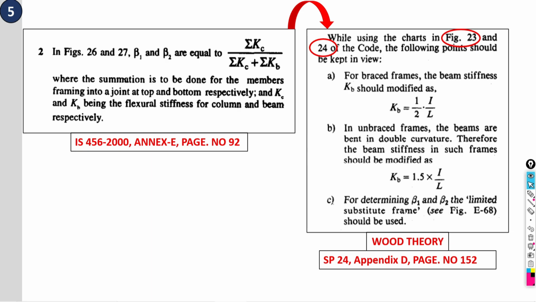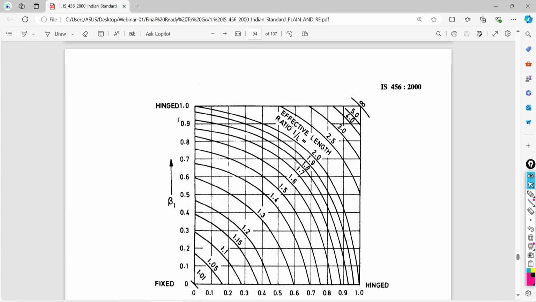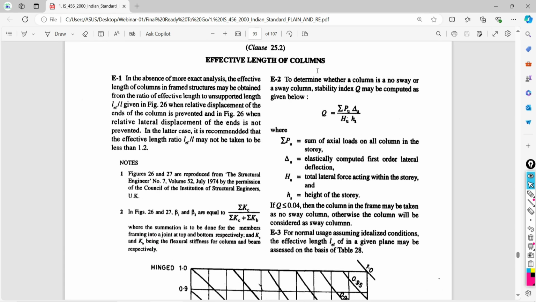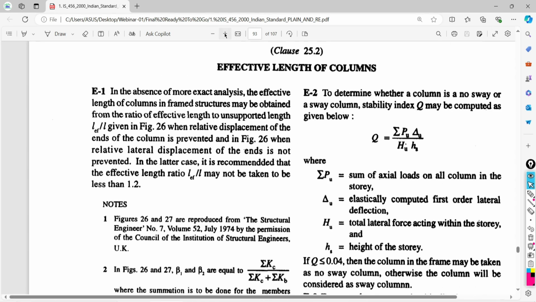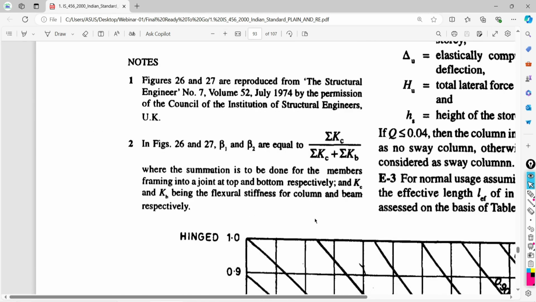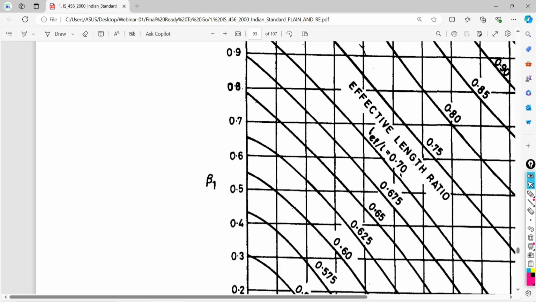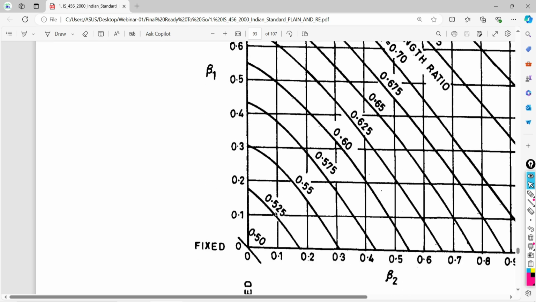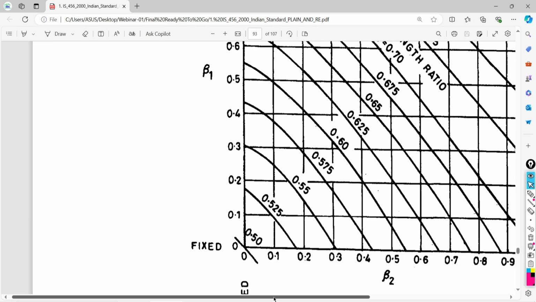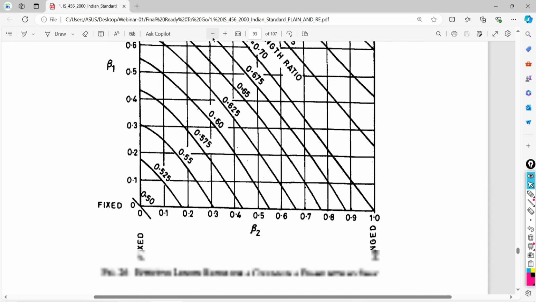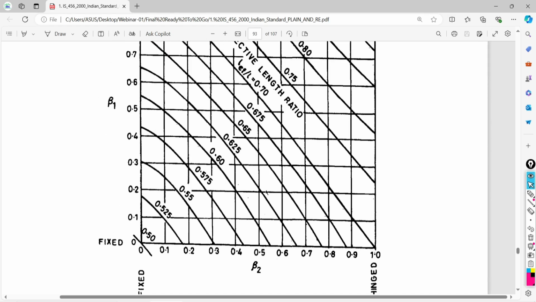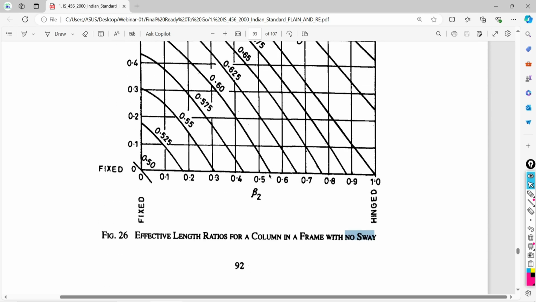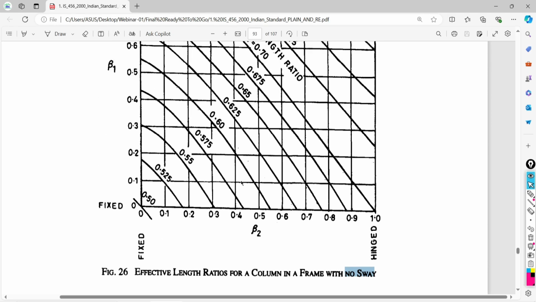So when you are going to see your IS code, how can you calculate the effective length factor? For the effective length factor, we have decided to use any of these charts. Which frame we are going to choose, I am not going to disclose as of now. Here we are not going to see that.